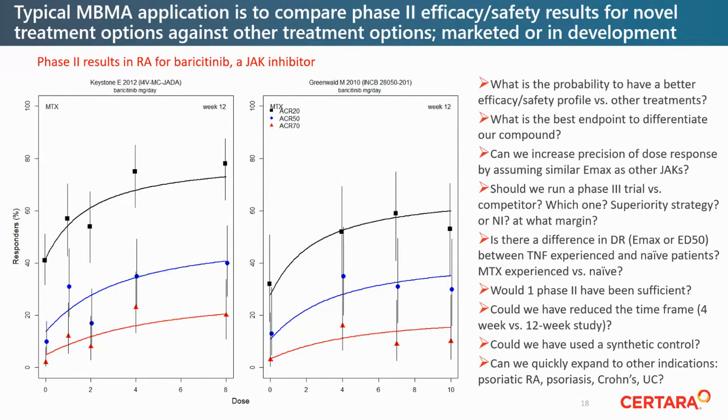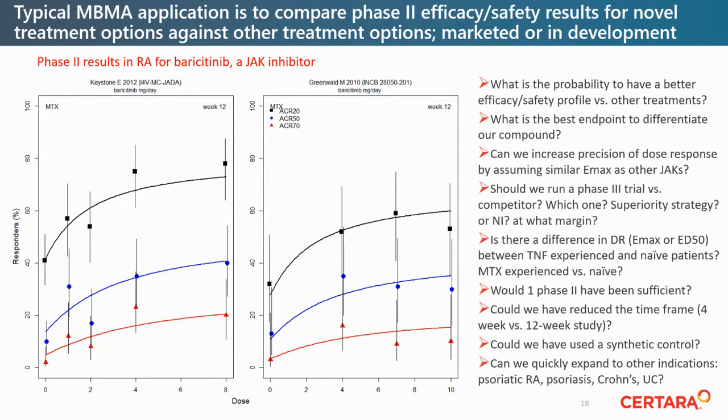And the example I've picked is one in rheumatoid arthritis, just to expand on the data you've seen earlier, looking at baricitinib, a JAK inhibitor. And on the figure here on this slide, you see the results from 2 phase 2 studies for this particular compound. So we're going to pick it up at the end of phase 2. We have this particular data available. 2 studies, like I said, we're seeing the dose response here on this slide. The x-axis is the dose, the y-axis is the response.